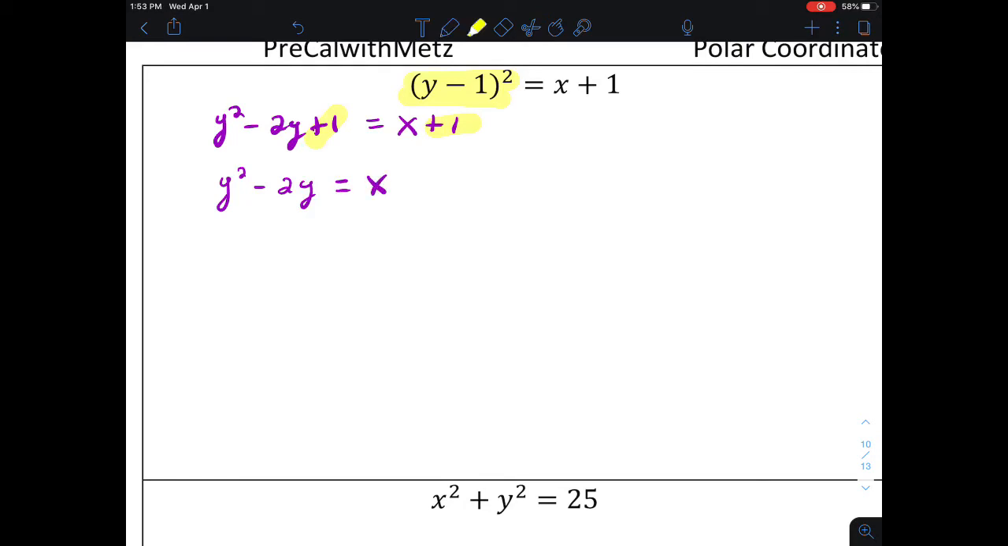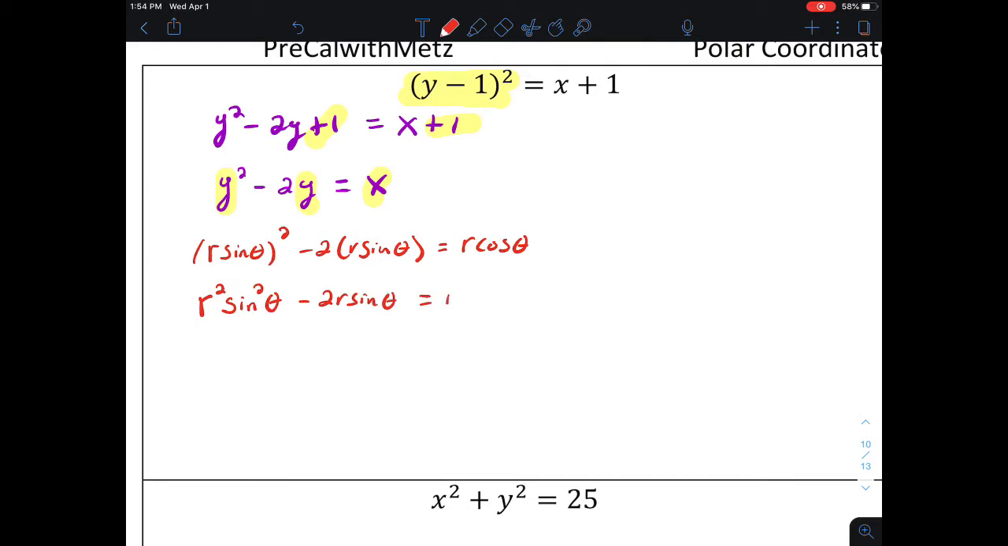Now, I would replace the y's and the x's at this point with their polar forms. And so y would be replaced with r sine of theta, and x is going to be replaced with r times cosine of theta. And then we go through the process of trying to simplify as much as we can. So we'd have r squared sine squared theta minus 2r sine of theta is equal to r cosine of theta. And everything in our problem has an r. So I'm going to divide by r everywhere.